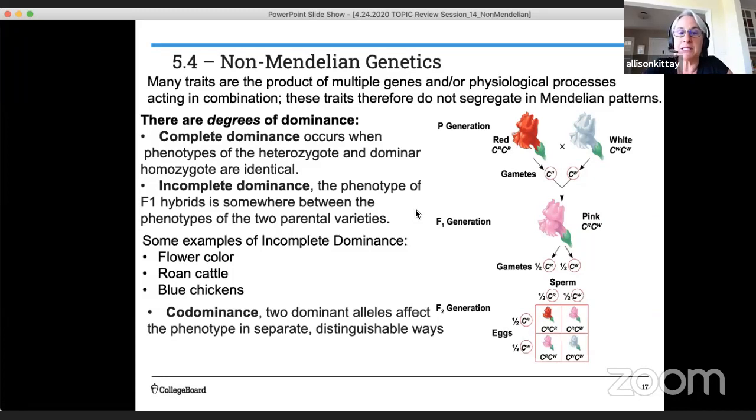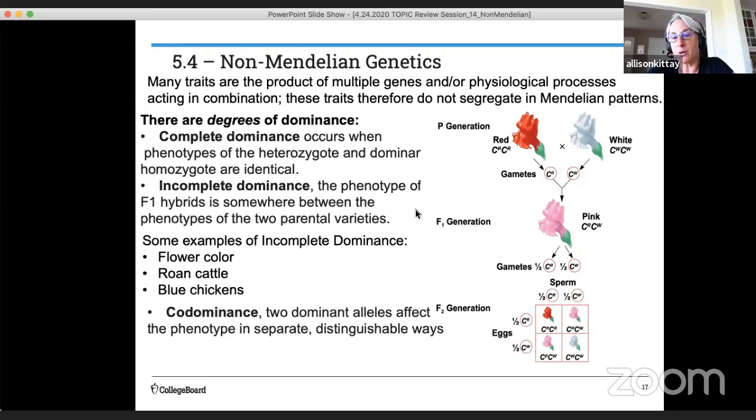In incomplete dominance, the phenotype of the F1 hybrids is somewhere in between the two phenotypes of the parental varietals. So in my example, I'm crossing a red snapdragon with a white snapdragon, and in the F1, we get a pink flower. And this is not blending. The reason that it is not blending is that if you then cross those two F1 pink flowers, we can see that the original phenotypes do appear.